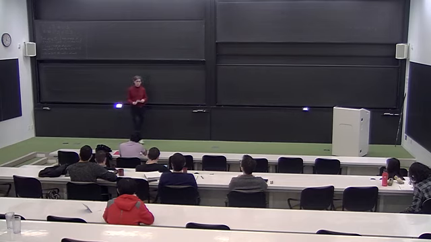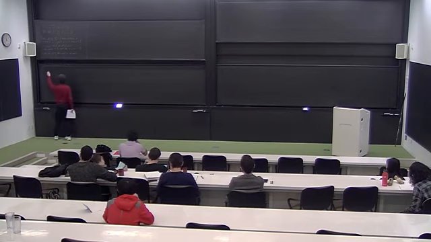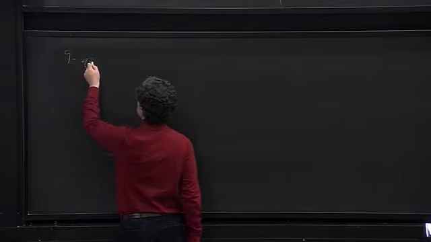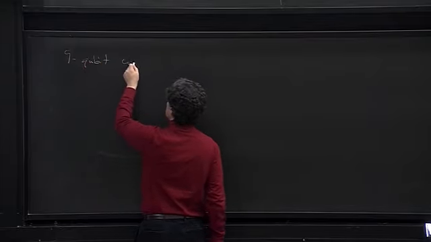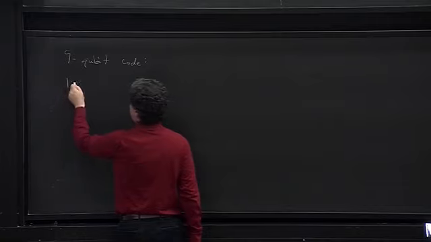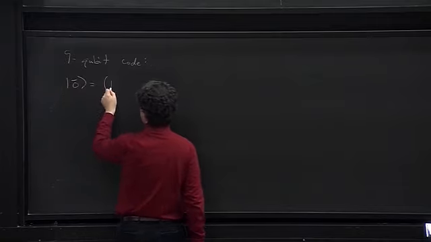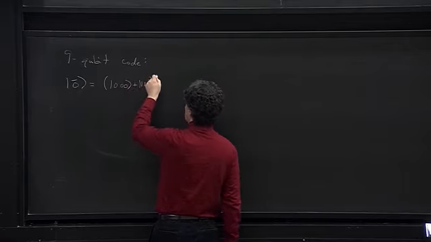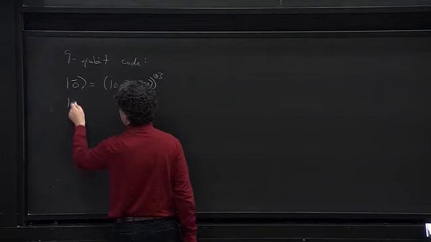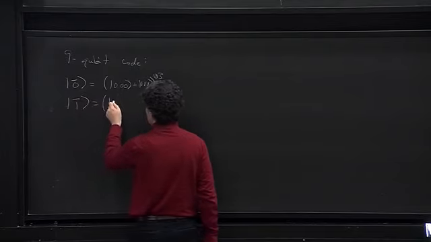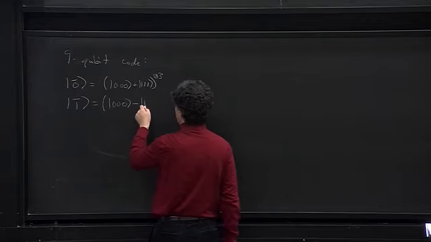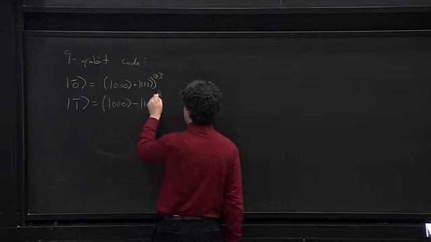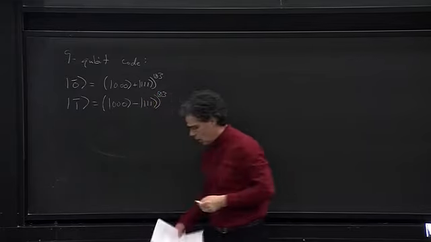So last time I introduced the 9-qubit code, which I'll write down again to review it. So the logical 0 there was (|000> plus |111>) tensored 3 times. And the logical 1 was (|000> minus |111>) tensored 3 times.